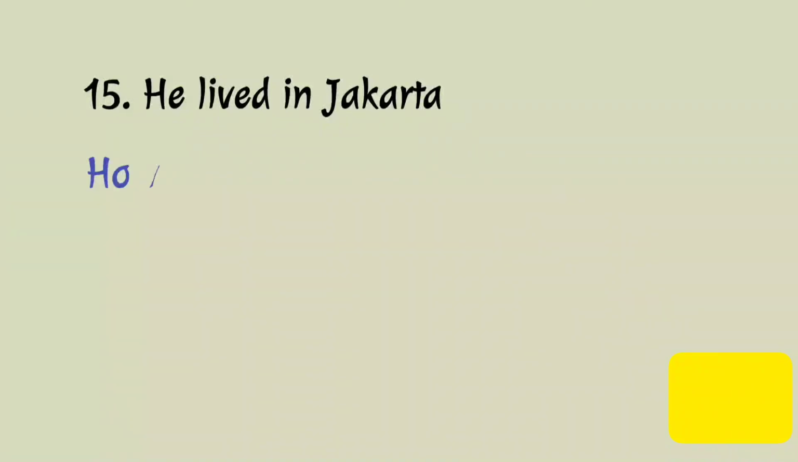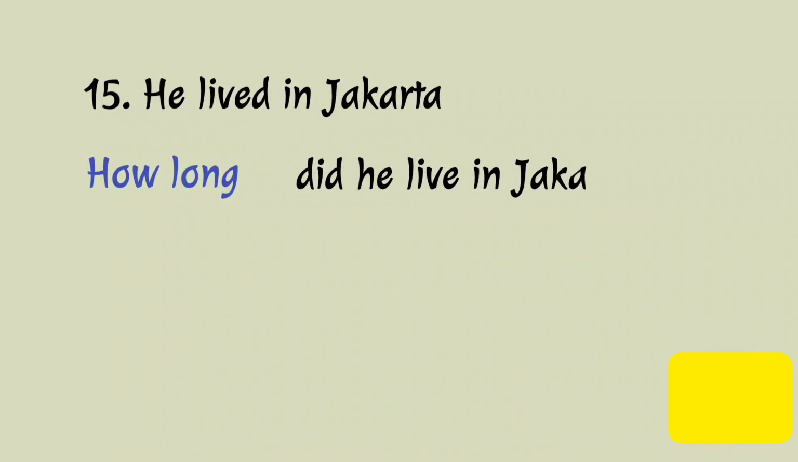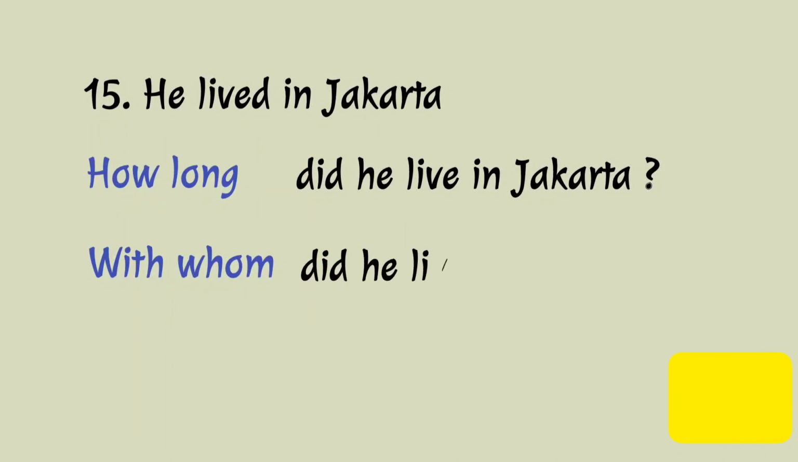Next, again, we try to use the question word with a modifier. For example, we have: He lived in Jakarta. It is past tense. And when I want to ask how long, it is considered a question word plus the modifier long. And then the auxiliary did because it is past tense, and then subject he, and then live as the first form of the verb. How long did he live in Jakarta? With whom? So whom with the preposition. With whom did he live in Jakarta?